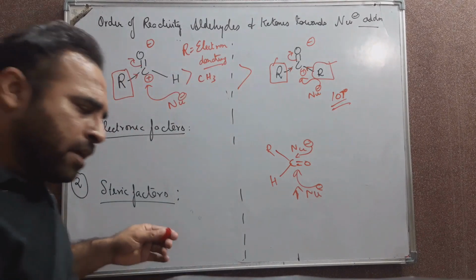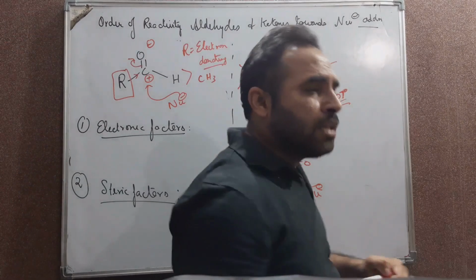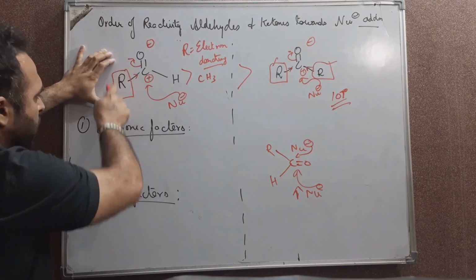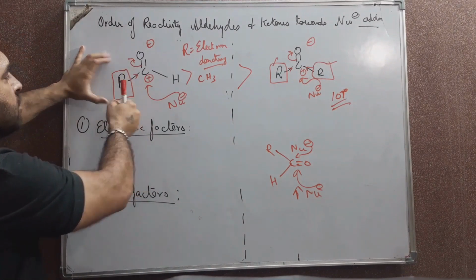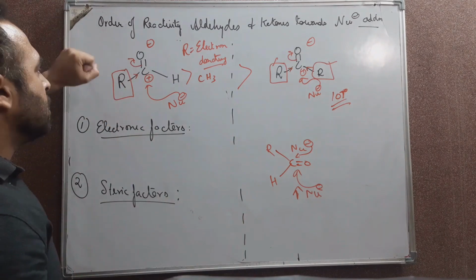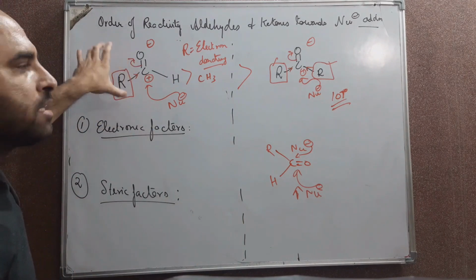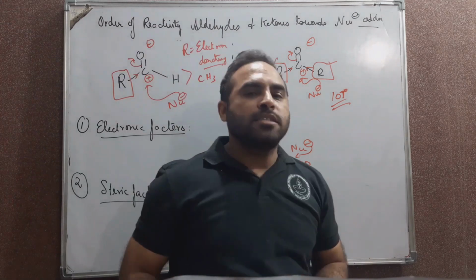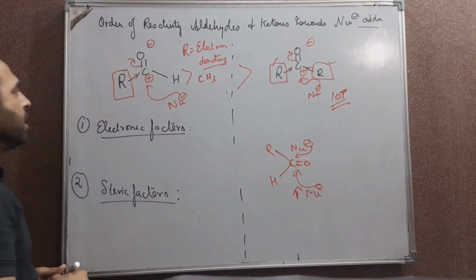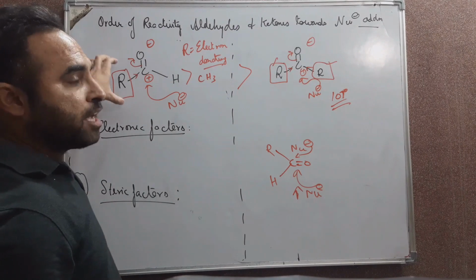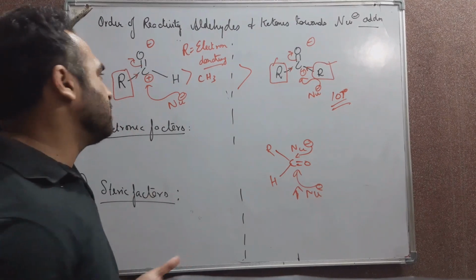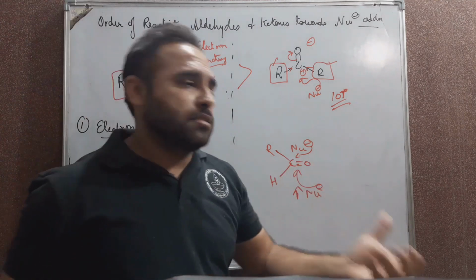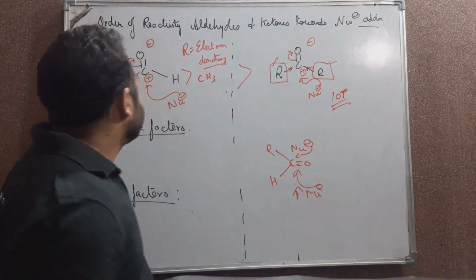And if you are comparing aldehydes only, as you can see in aldehydes, this R group can be changed, and as the size of the R group increases, the rate of reaction will decrease. For example, if you are comparing formaldehyde and acetaldehyde for nucleophilic addition reactions, the reaction at formaldehyde will be faster than at acetaldehyde, and likewise for other cases. There are examples you can study.